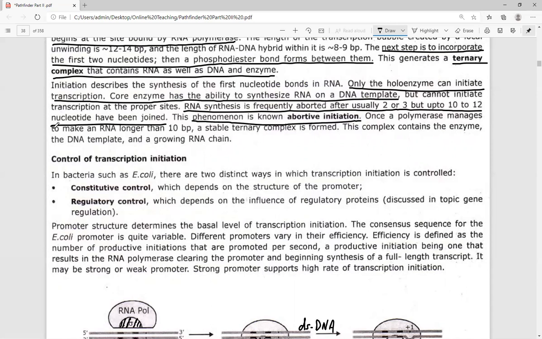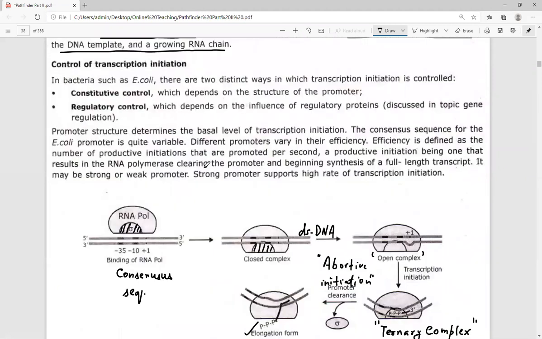Once a polymerase manages to make a longer RNA chain of greater than 10 base pairs, a stable ternary complex is produced. This complex contains the enzyme, DNA template, and a growing RNA chain. So it will contain an enzyme, a DNA template, and a growing RNA chain.